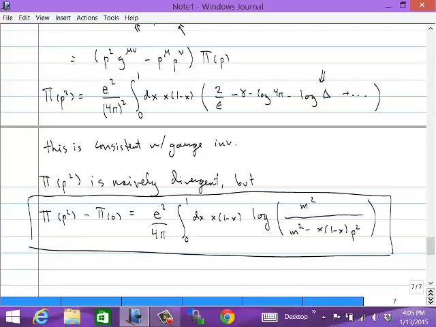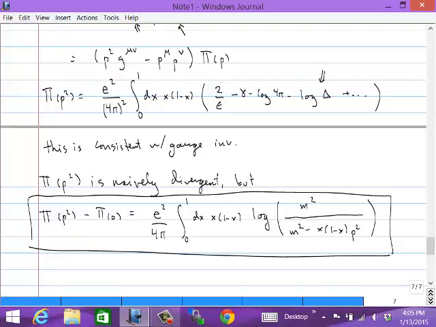So for example, this answer contains within it the quantum corrections to Coulomb's law, due to the screening of electric charge. This leads to the Lamb shift in the spectrum of the hydrogen atom, or part of the Lamb shift in the spectrum of the hydrogen atom, among other things. So this is indeed one of the more important things that one can compute in quantum field theory.